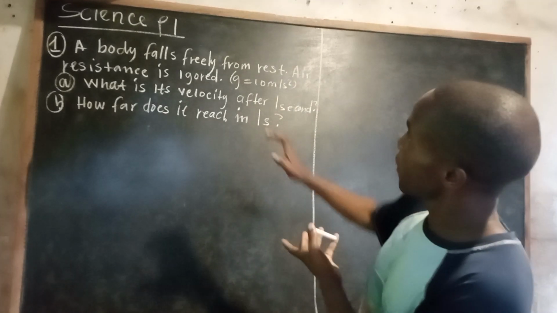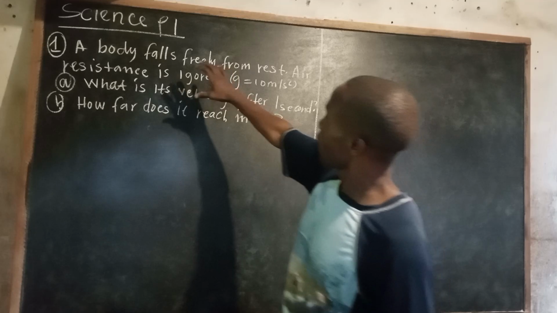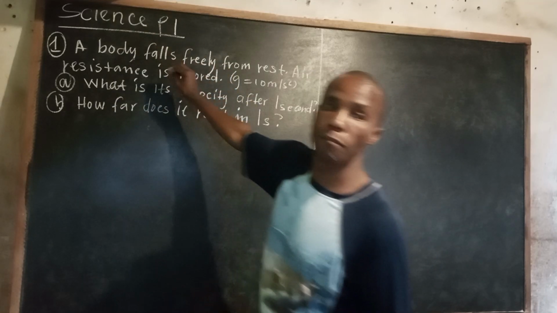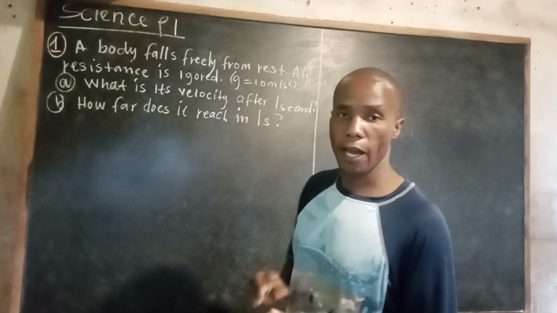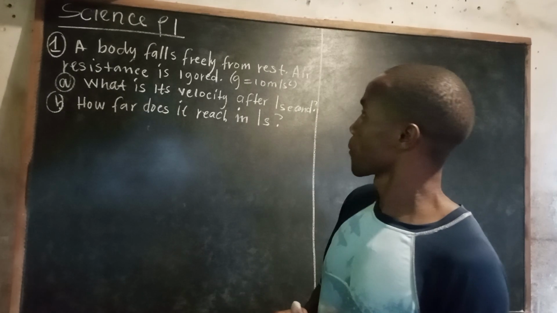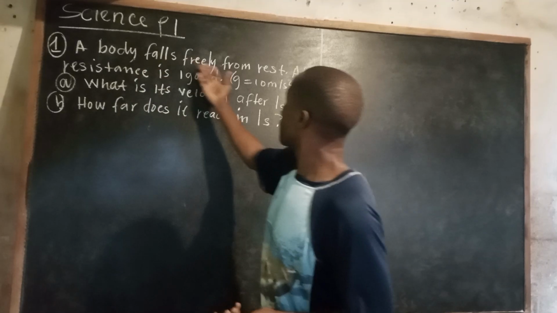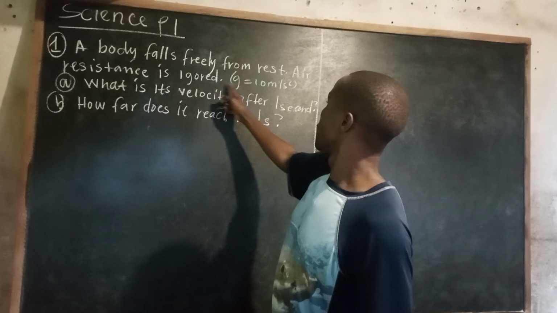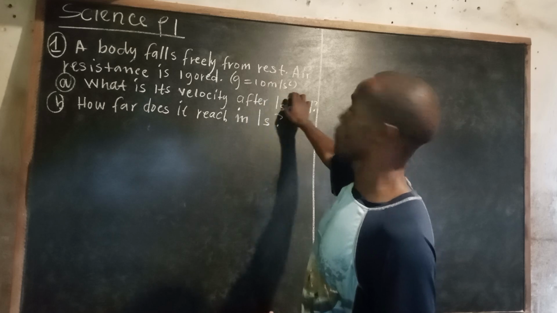Okay, so today we are looking at this question, which is on the chalkboard, coming from science paper 1. As you may be aware, science paper 1 is physics. A board falls freely from rest, air resistance is ignored. g is equal to 10 meters per second squared.